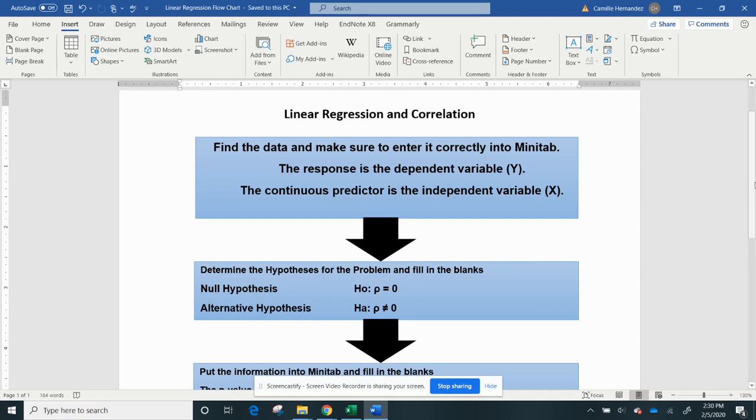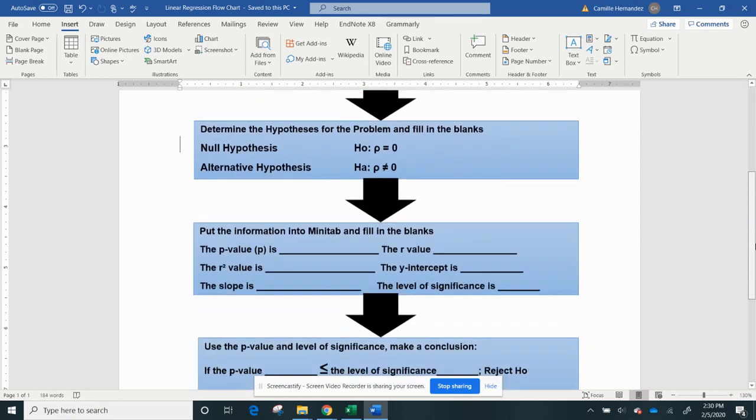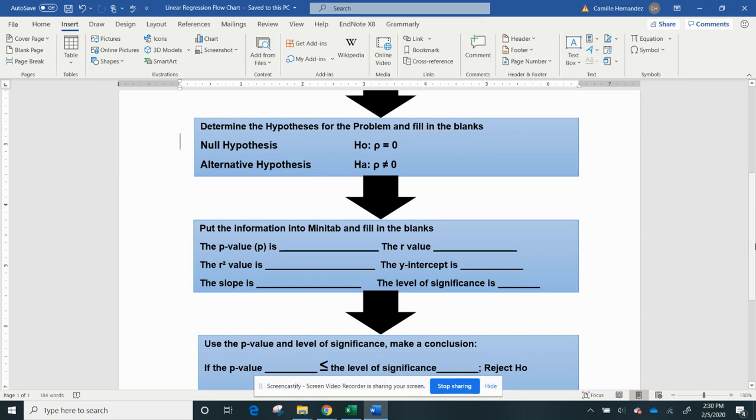Then remember, the hypotheses for these problems are really easy. The null is that there is no significant relationship, and the alternative is that there is a significant relationship. And we show that with that P, and that's more than just a regular P. It's called rho, and it's a Greek letter.